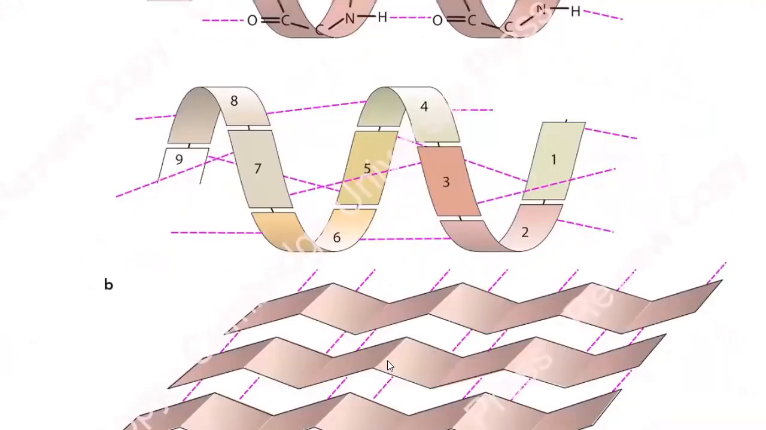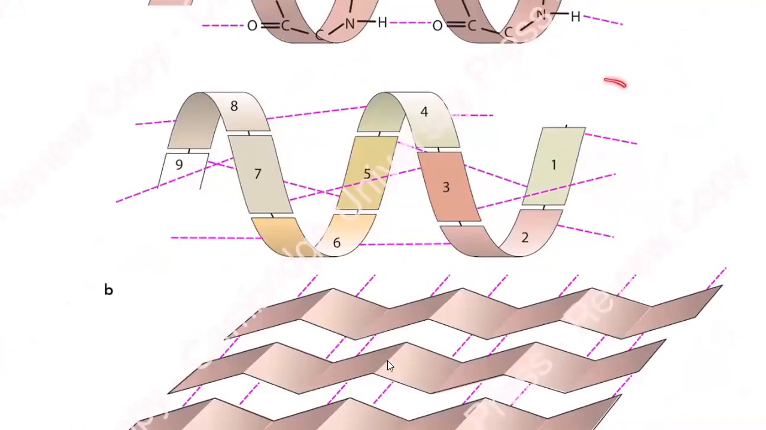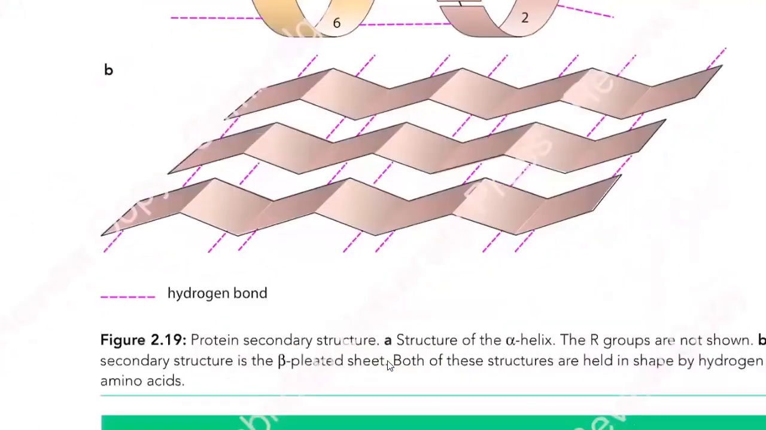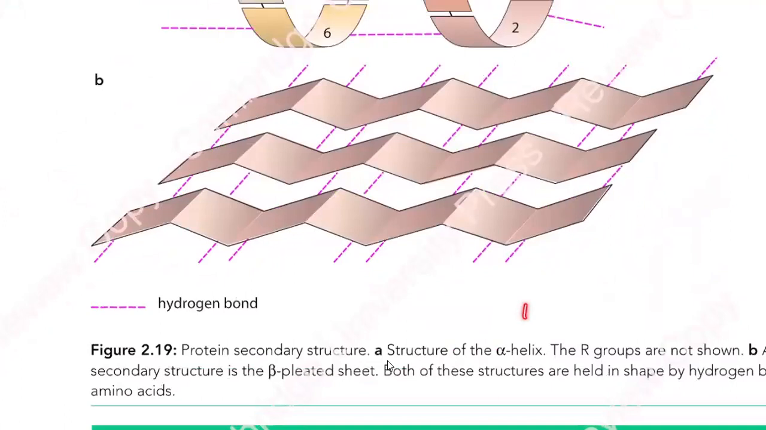If you have a pattern of hydrogen bonding like this, it is known as an alpha helix. And if you have a hydrogen bonding pattern like this, it is known as a beta pleated, जैसे लगता है pleats हैं, ठीक है, pleated sheet.